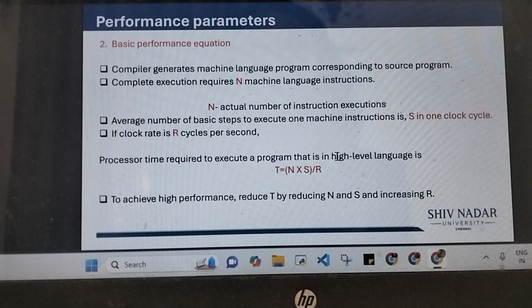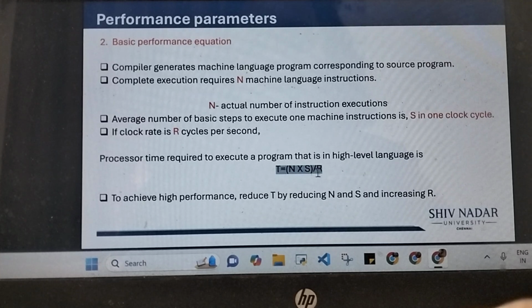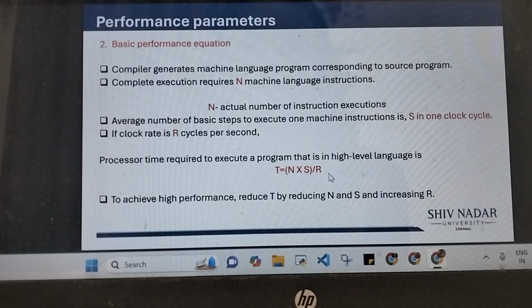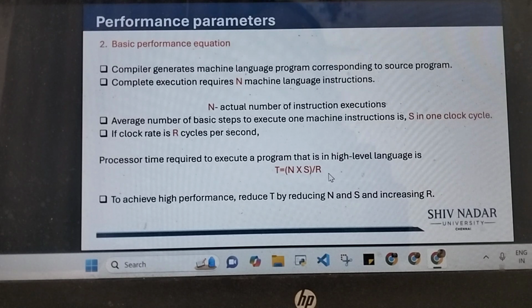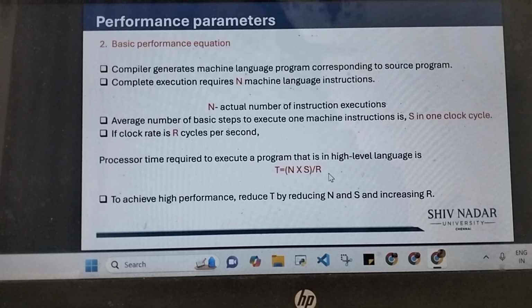So ultimately our performance equation is this: time taken is n into s divided by r, where n is the total instructions that my machine language code has for whatever program I wrote. s is the number of instructions my system is capable of executing in one clock cycle, and r is the clock rate, that is the number of cycles per second, which is the inverse of the cycle length of the system. So this is the performance equation.